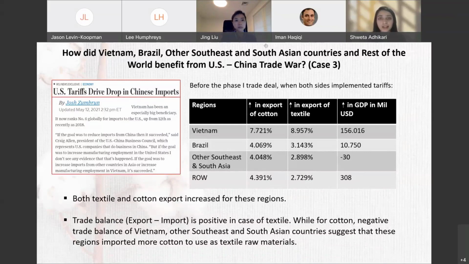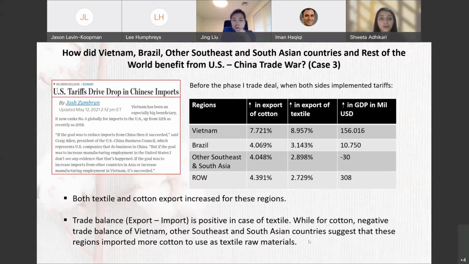This slide shows how Vietnam, other Southeast Asian and Asian countries, and the rest of the world benefited from the trade war. This is case three, because both countries were implementing the tariff, so what was the effect? I have added a recent news article that says the effect is still observed in the market, especially in clothing and textile. Before the phase one trade deal, when both sides were implementing the tariff, there was an export increase of cotton as well as textile in Vietnam, Brazil, and other countries. The GDP has also increased significantly.